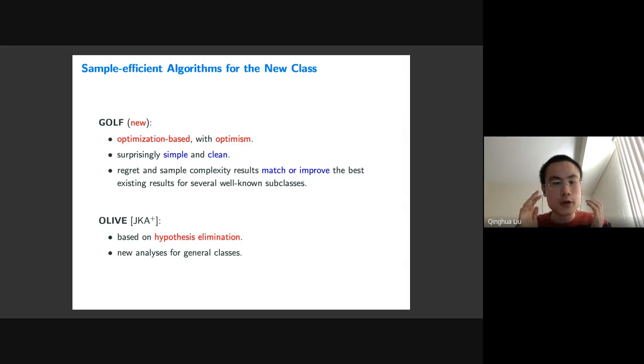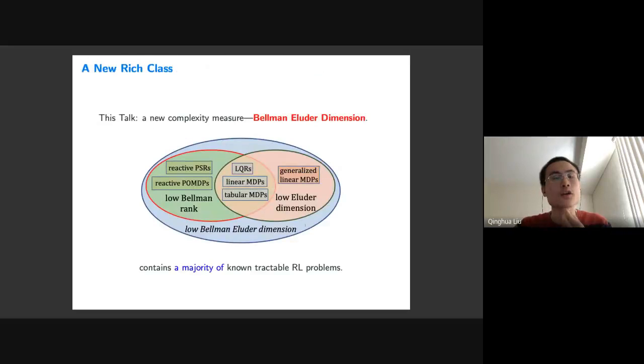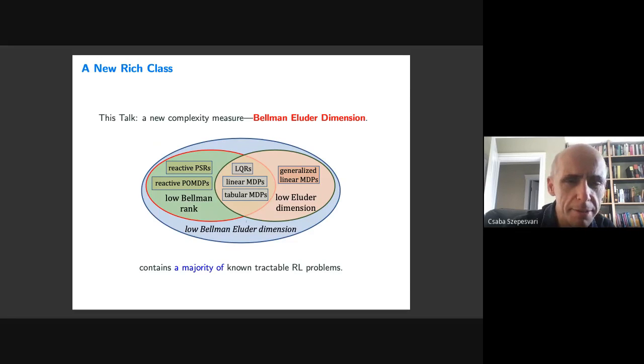And the second algorithm is an old one. Yeah, there is one question. Kong was asking, what are the examples not covered under the Bellman Eluder framework? Oh, so you mean what is an example outside? Yeah, is there any MDP that lies outside of your blue thing?